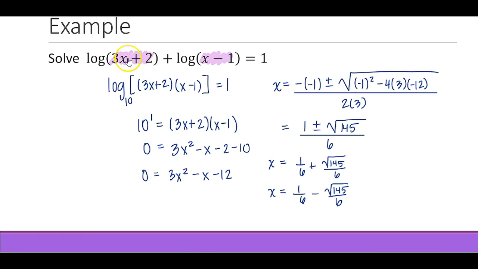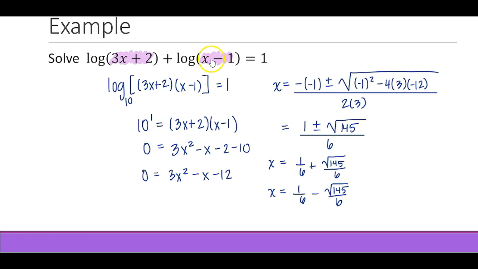That's still going to be a positive on the inside. And since this x value would be a number bigger than 2, then if I subtract 1, that's still going to be positive. So 1/6 plus the square root of 145 over 6 checks out. That is a solution. But now here I have 1/6 minus, we said this was a little bit bigger than 2. So here if I take 1/6 minus a number a little bit bigger than 2, that's still going to be a negative number. So that's going to be a problem.